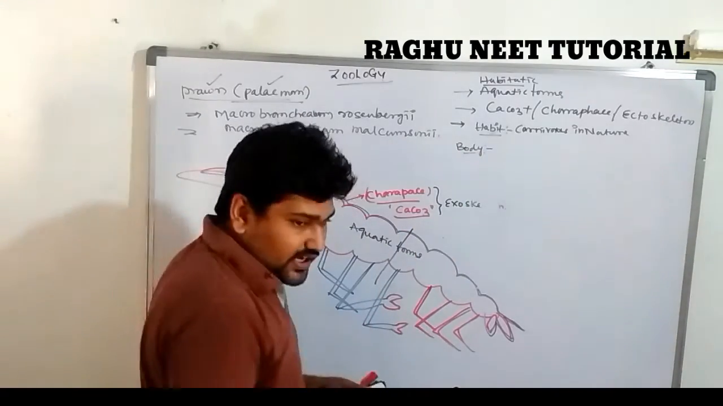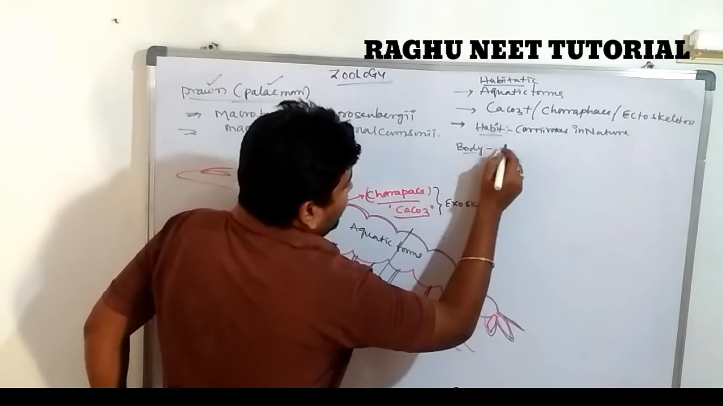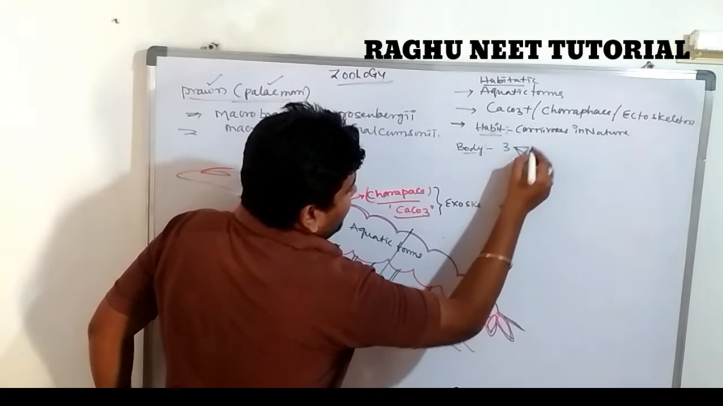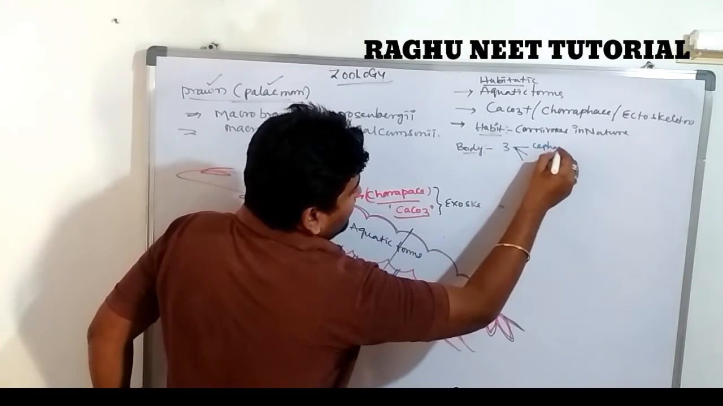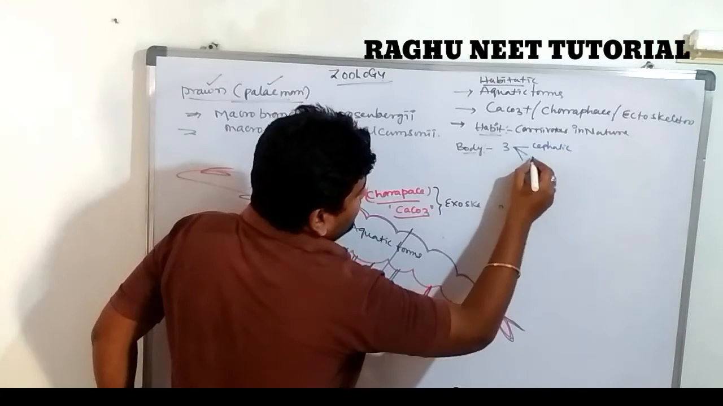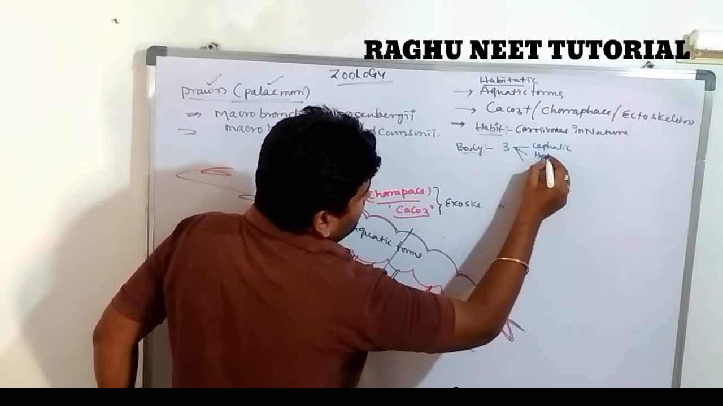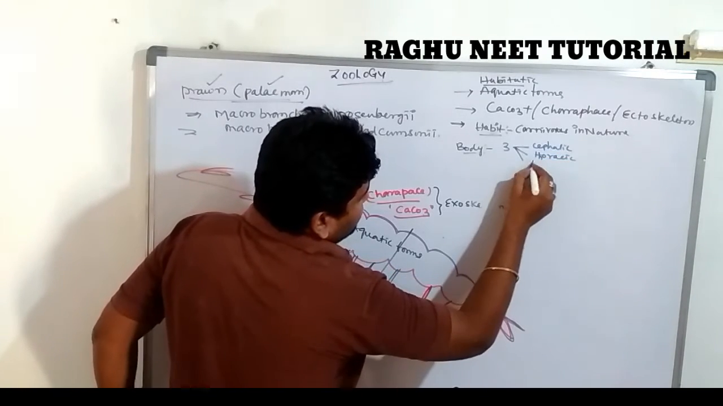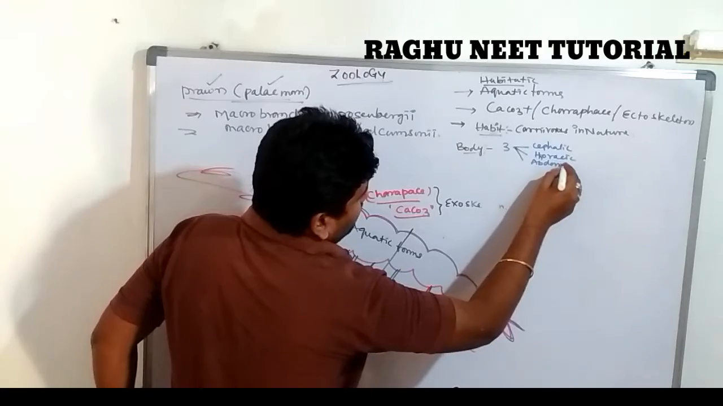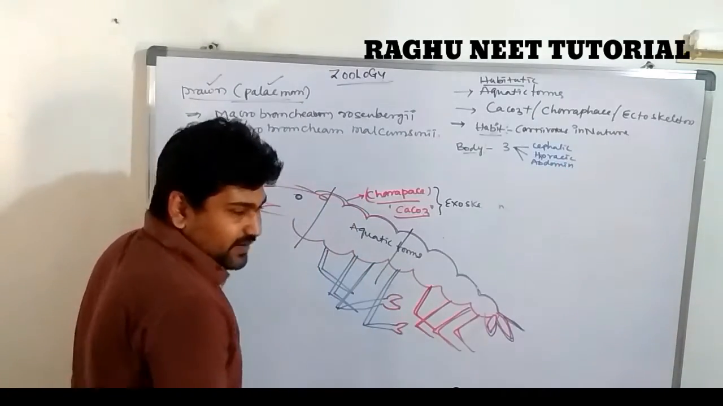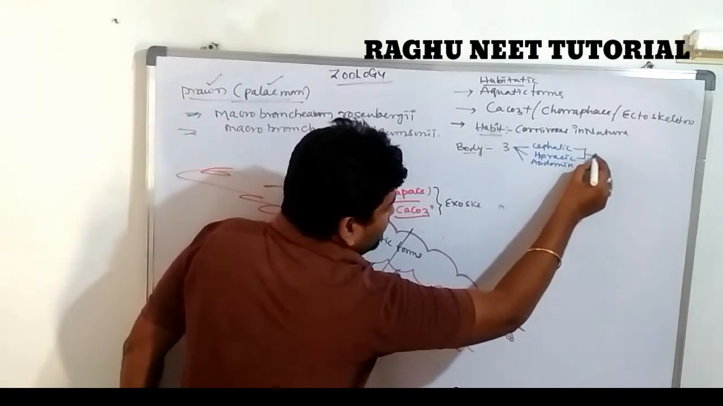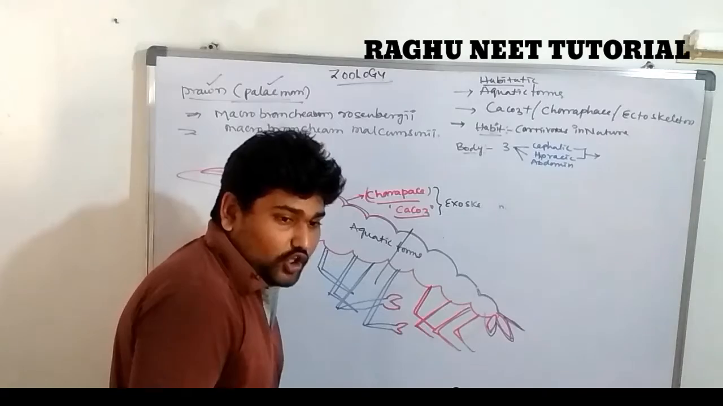The body is distinguished into 3 regions: head, cephalic, thoracic, and the last one is abdomen. The cephalic and thoracic, very important. The cephalic and thoracic both are together to form the cephalothoracic region.